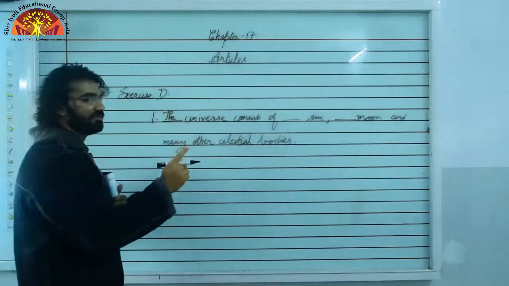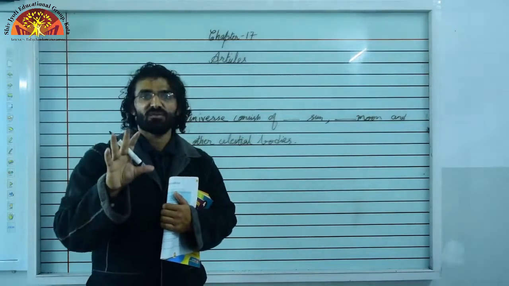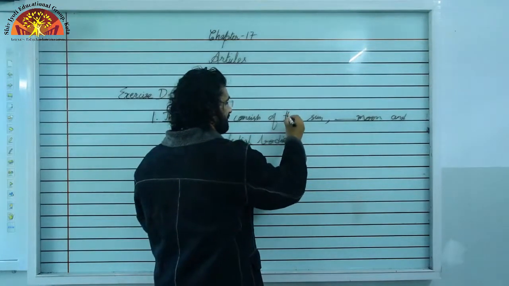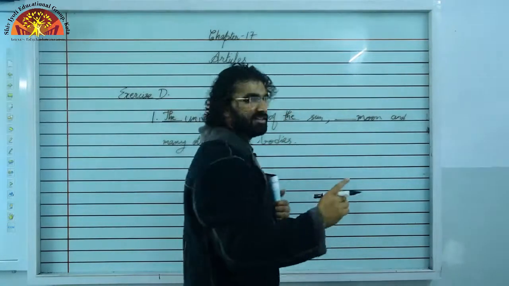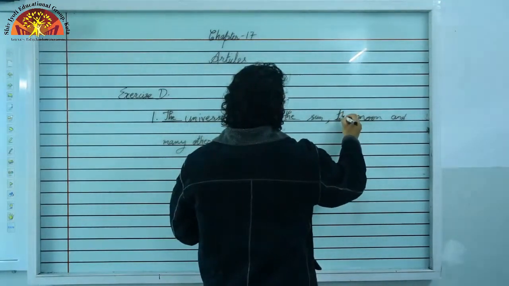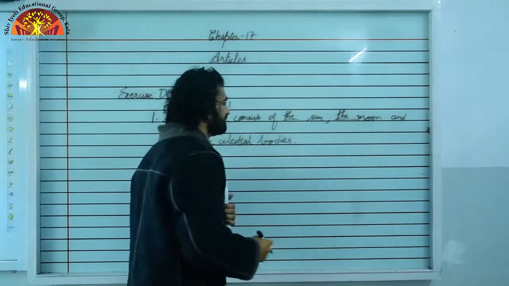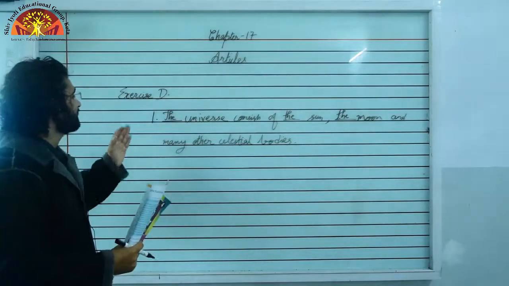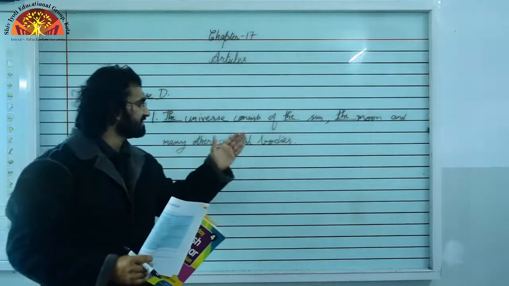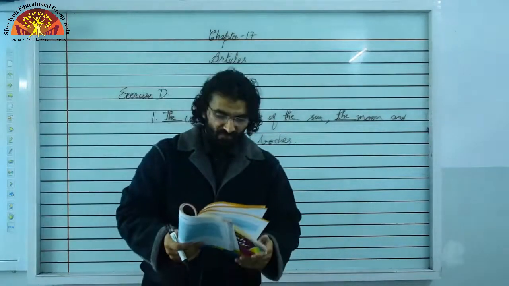Why? Because there is only one universe. Universe is unique. The universe. The sun. Sun is unique. Sun is only one, okay? Do we have two suns? No, we just have one sun. And the moon. So it was necessary to insert "the" in all the three blanks. "The universe consists of the sun, the moon, and many other celestial bodies." Alright? I believe you can do the rest of them on your own.